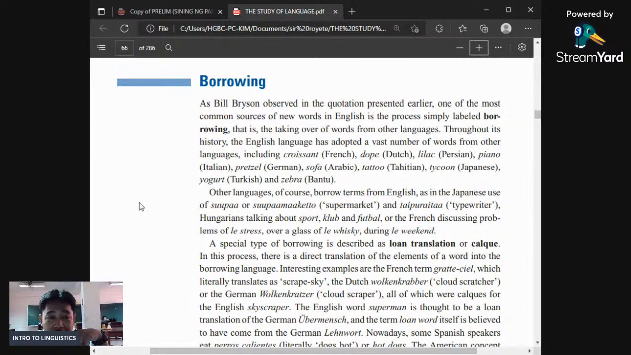For example, in Japanese, supa, and supermarketo. Supermarketo, or supermarket, right? We also have typewriter. Right? We also have Hungarians talking about sports, club, and football. The French discussing problems of le stress over a glass of le whiskey during the weekend. Right? So those are what we call borrowing.